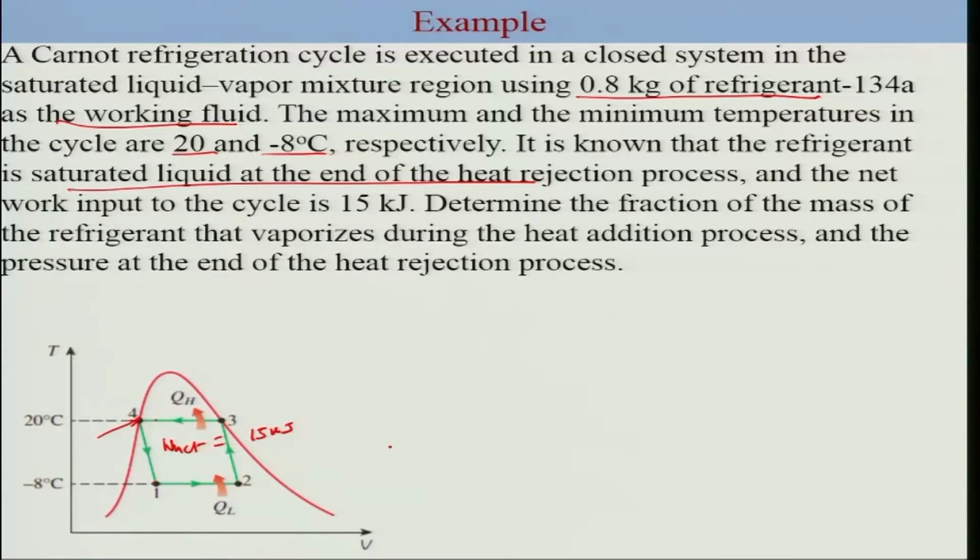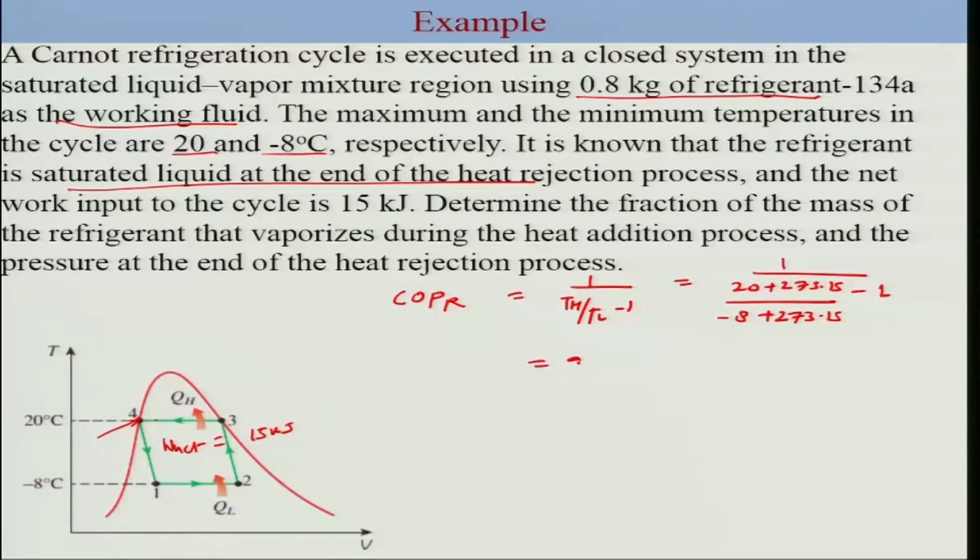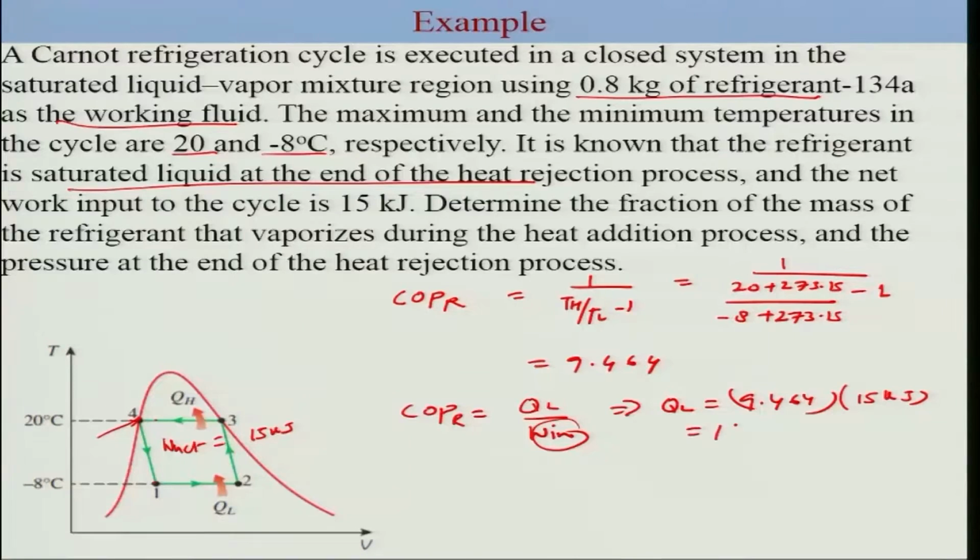So let us consider an ideal Carnot cycle. Then we can simply write the coefficient of performance for the refrigerator as T_H divided by T_L minus 1, which is 20 plus 273.15 divided by minus 8 plus 273.15, minus 1, and this turns out to be 9.464. Now COP_R is also Q_L by W_in, and W_in is the net work.